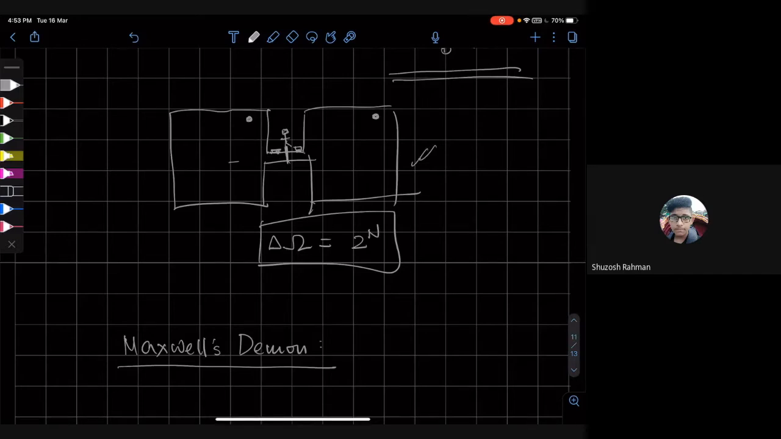Whenever there is a molecule coming this way, the demon opens the stop and lets it pass. But if it's coming this way, it doesn't let it pass. Remember one of the experiments we talked about, the Joule expansion, where there was a gas here and no gas here. When we opened the stop, there was a change in the entropy. That was an irreversible process, right? So Maxwell's demon can reverse an irreversible process without doing any work on the gas, right? So it can actually violate the second law of thermodynamics.